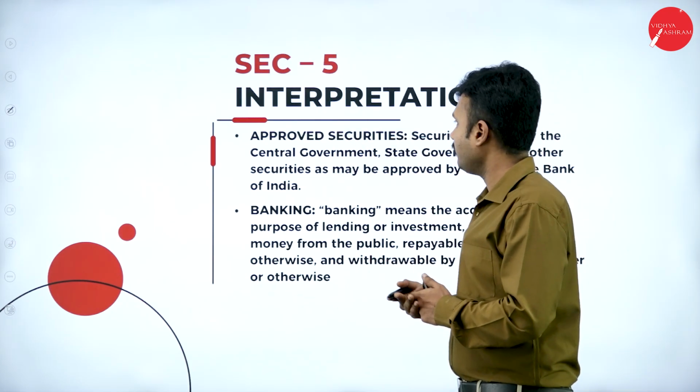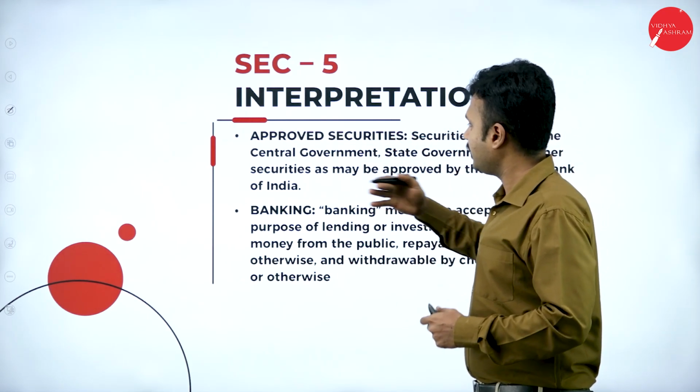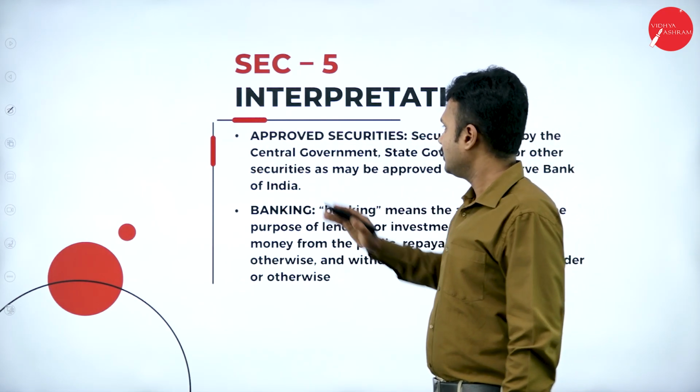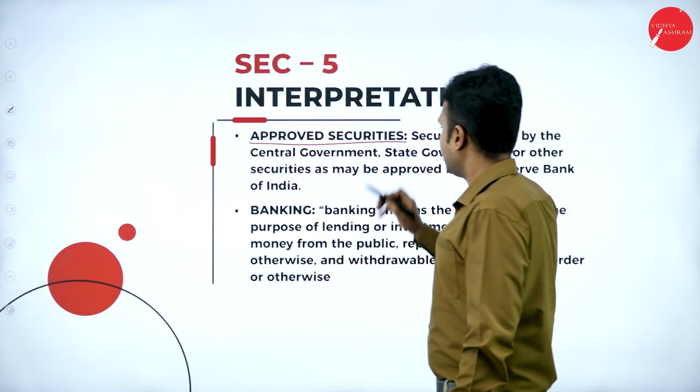According to Section 5, it is going to say about interpretation. So there are three things it is going to mention about Section 5. First one is about approved securities.